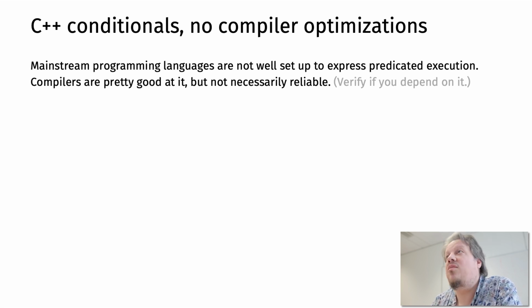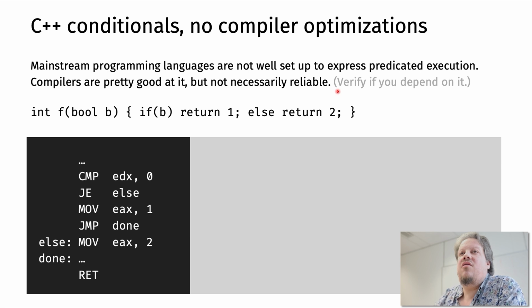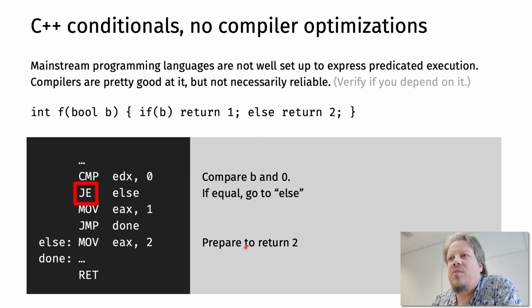So first of all, let's do a very simple condition and compile it without optimizations turned on. I have this function, it takes a bool, and if it's true, then I return 1, else I return 2. Compiling without optimizations, I get the following code, with some stuff omitted because it doesn't matter here. First we compare this boolean, which we got in the D register, to 0. If it was equal, so that's false, then we jump to the else, and we prepare to return 2 by putting 2 in the A register. Then we fall through and return it.